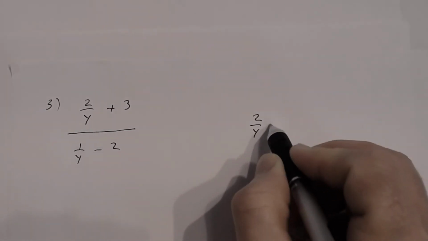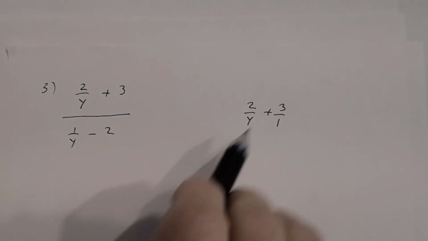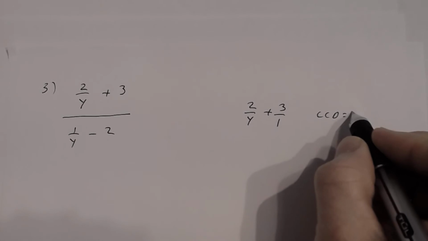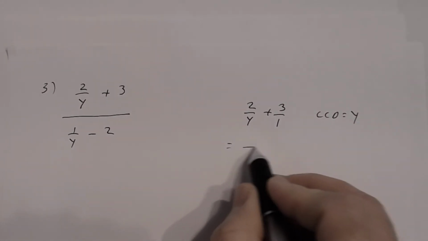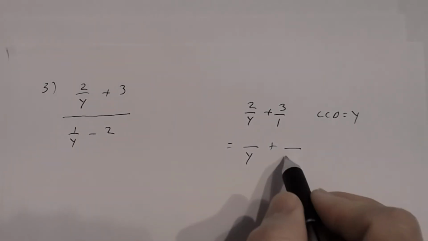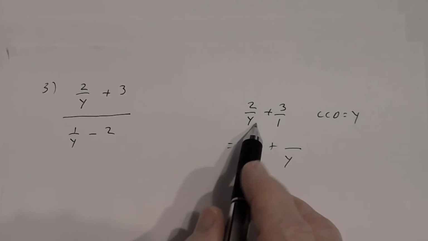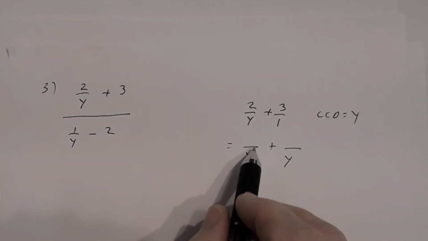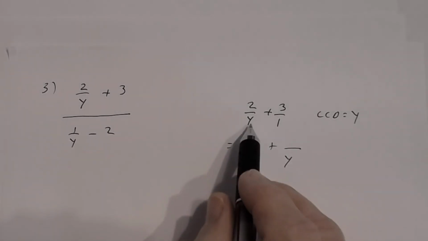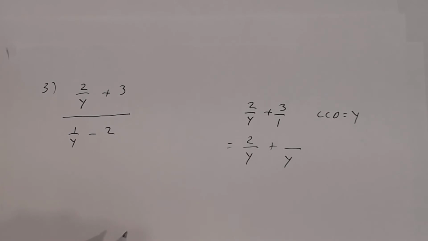So 2 divided by y plus 3 divided by 1. I'm going to write it as 3 divided by 1. So what's the least common denominator of y and 1? Well, the least common denominator is y. And so I'm going to write 2 rational expressions with that denominator y. So I want to determine 2 divided by y is equivalent to what fraction with y as the denominator? Well, the denominators are the same. So 2 divided by y is equivalent to itself.